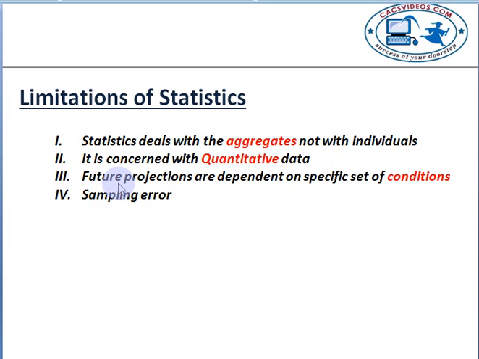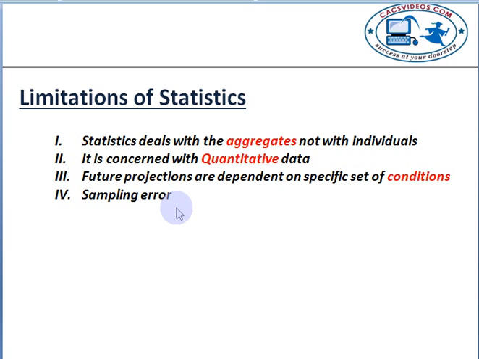What is the third limitation? The third limitation is that future projections are dependent on a specific set of conditions. Before making any future projections about data, we make some assumptions about the data. If any of those assumptions are wrong, then our future projections will also be wrong. So this is the third limitation of statistics. The final limitation of statistics is sampling error.